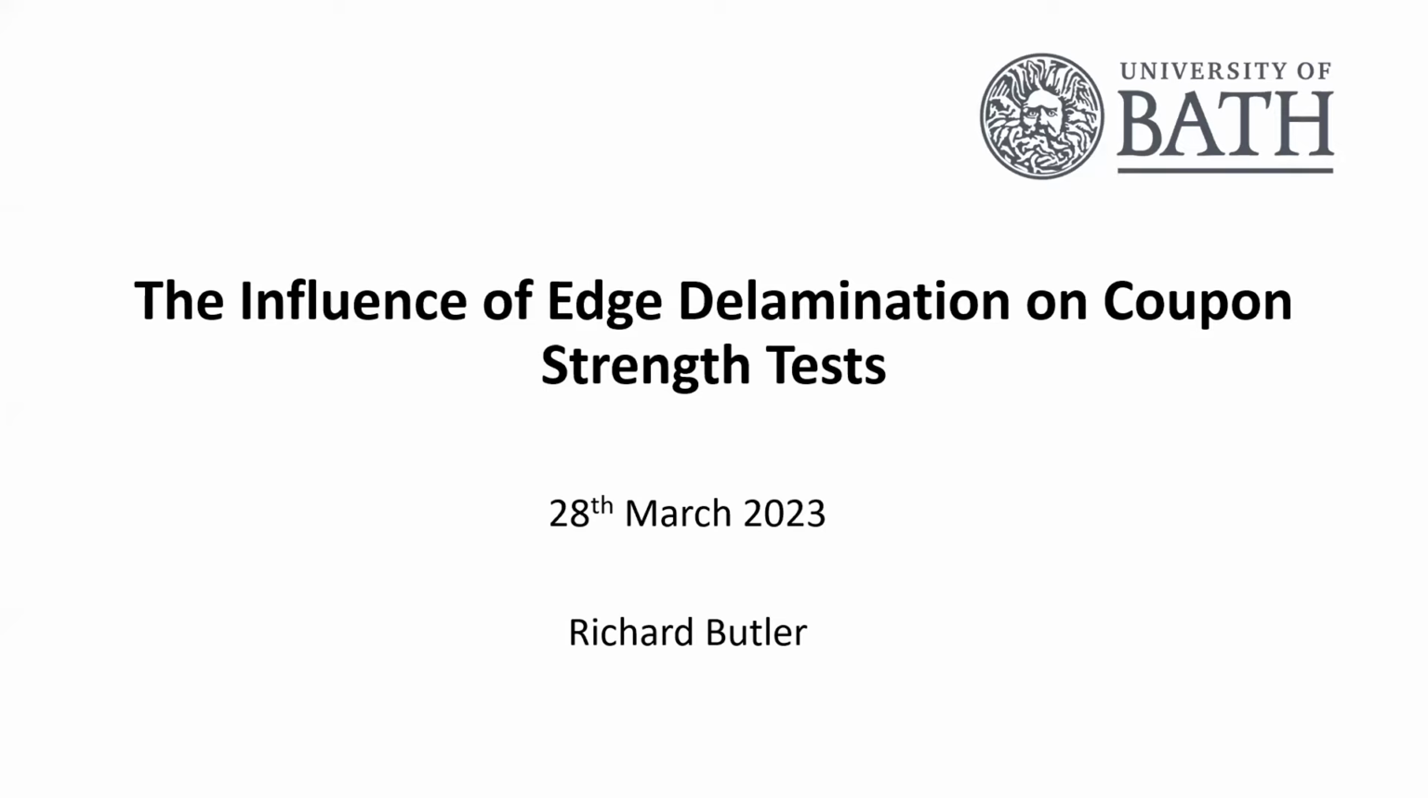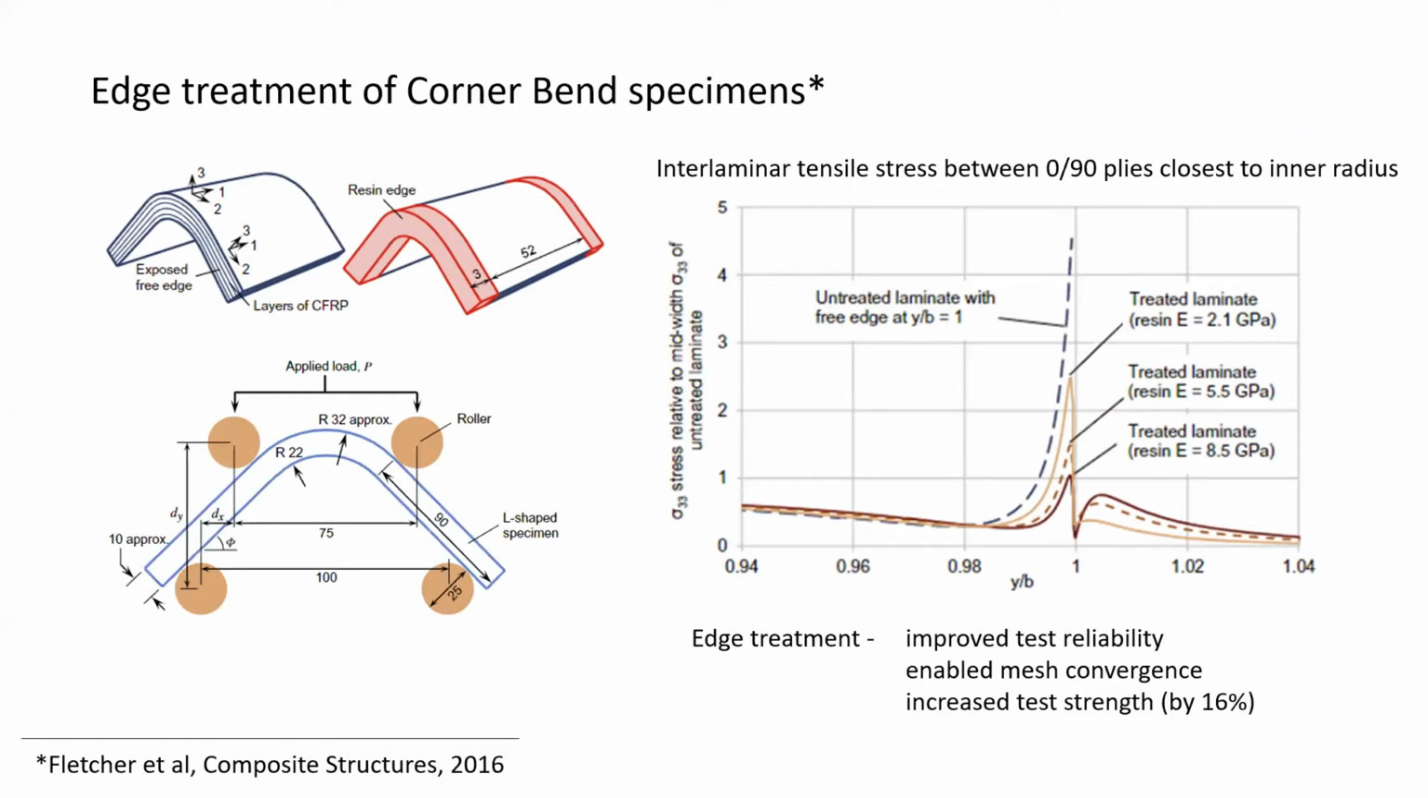So I want to talk about how edge delaminations might affect coupon strength. About 7 or 8 years ago, we got involved with some testing work for GKN, where we were looking at the corner and folding strength of laminated material. We discovered that by putting a resin edge along the edge of the corner, we improved the strength. Experimentally, we improved the strength by of order 16%.